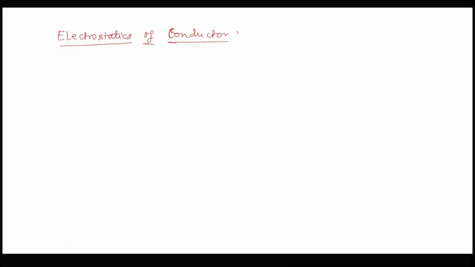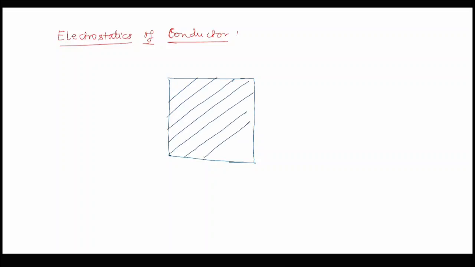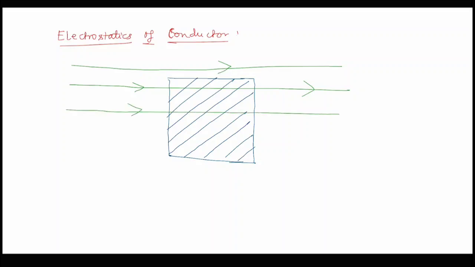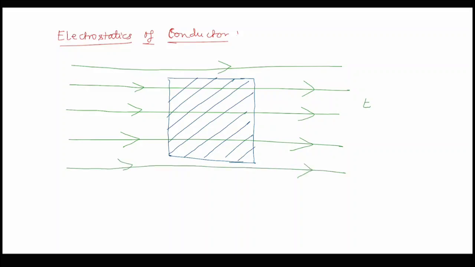Now let us consider something like this. I am drawing a conductor. We are considering a conductor like this, which is a solid conductor, placed in an externally applied electric field. This is an externally applied uniform electric field present in space. The moment a conductor is placed in an externally applied electric field, I am calling this E naught, the externally applied electric field.